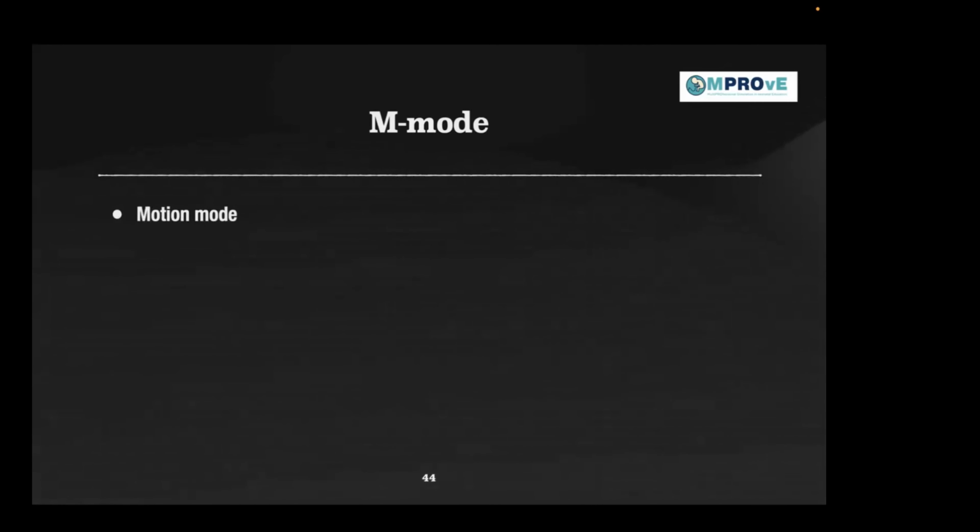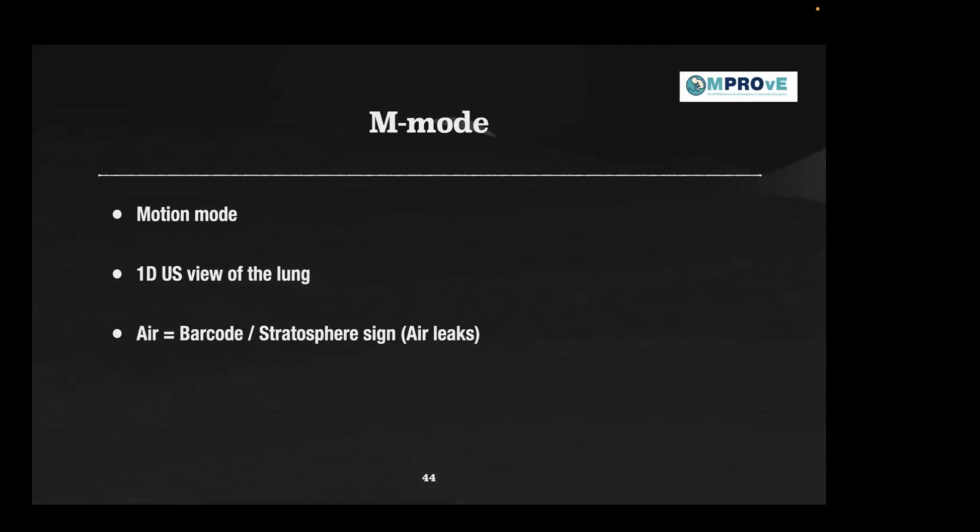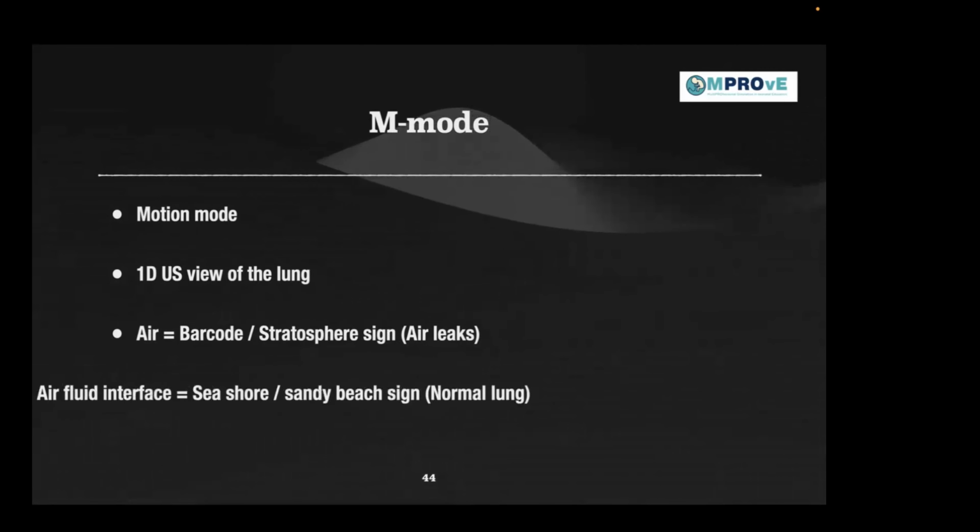So M mode is a motion mode. So it's sort of a one-dimensional ultrasound view of the lung. Well, not the lung, of the pleura. So if you have pneumothorax, all filled with air, you're going to get a barcode or a stratosphere sign.